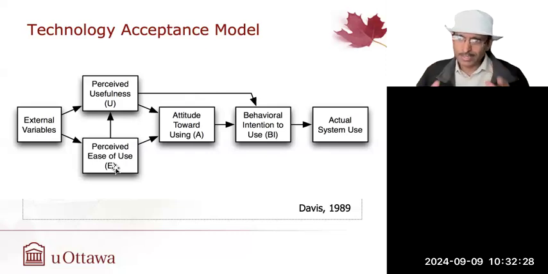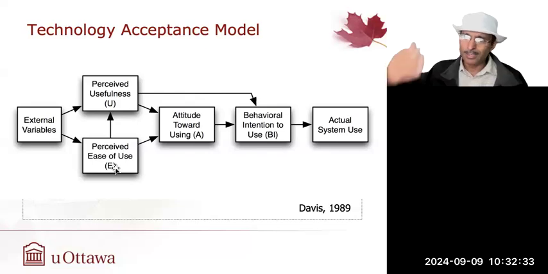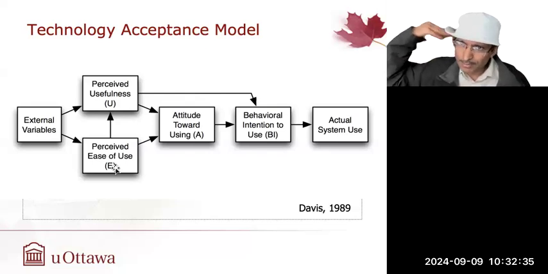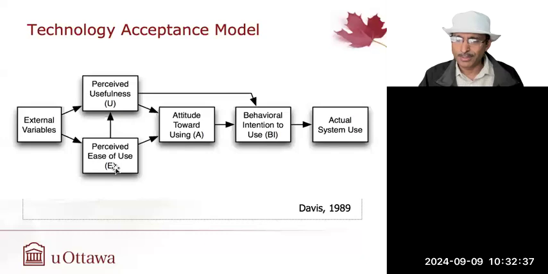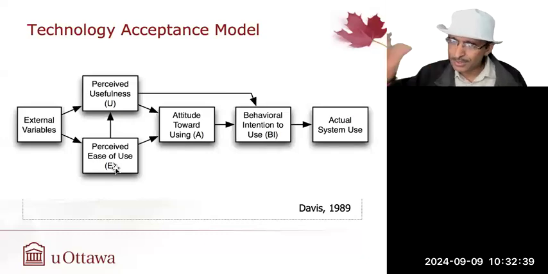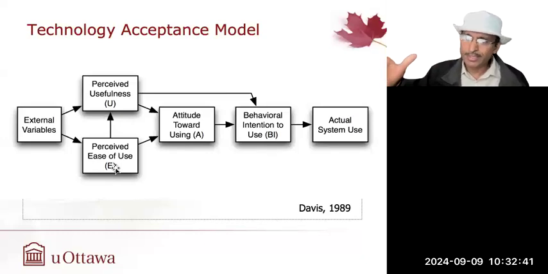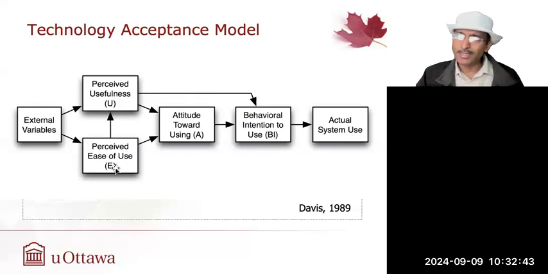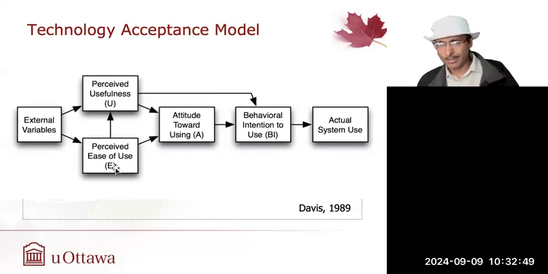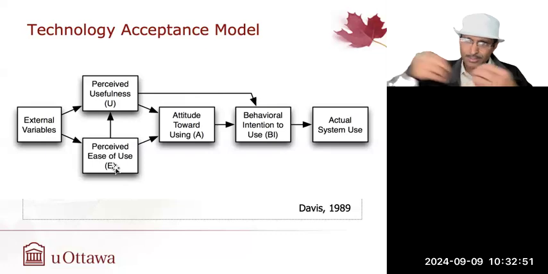If it is easy to handle and it is useful, then you will have positive thinking towards the technology, number one. Then gradually that changes your behavioral intention to use it, number two. And then you start using it. So this is the technology acceptance model. This also complements Rogers' innovation model.